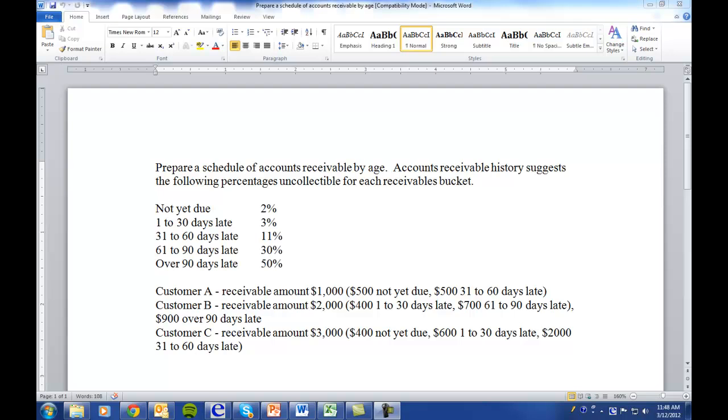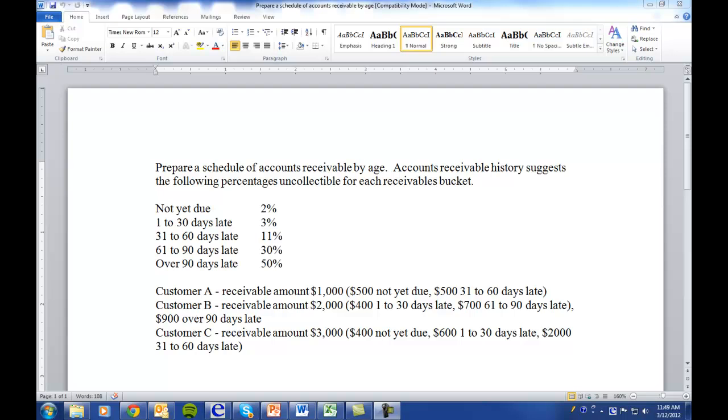So what we have here on the screen is an example. It lists the percentages of uncollectible accounts for each receivables bucket. What they mean by bucket is the number of days that customers are late. So we have not yet due. What this means for not yet due is that 2% of the customers with bills that are not yet due will not pay at the end of the day, okay?